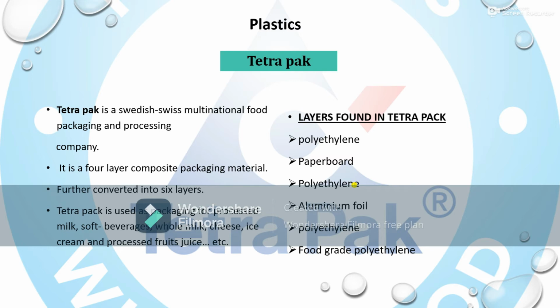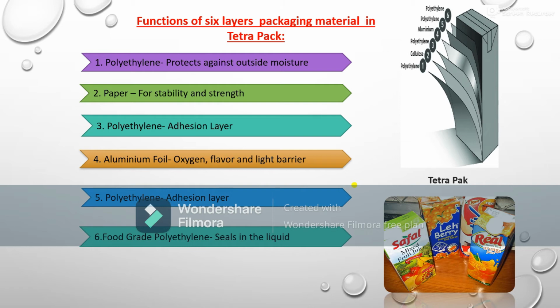So what are the layers found in the Tetra Pak? Polyethylene, paperboard, polyethylene, aluminum foil, polyethylene, food grade polyethylene. These are the layers which we find in the six-layer packaging material in Tetra Pak. Let's discuss the layers. Polyethylene on the outside protects from moisture. Paper, which is found in layer 2, gives stability and strength. Polyethylene, additional layer. Aluminum foil is the oxygen, flavor, and light barrier. It resists oxygen, flavor, and light. Polyethylene, additional layer. Food grade polyethylene seals in the liquid.